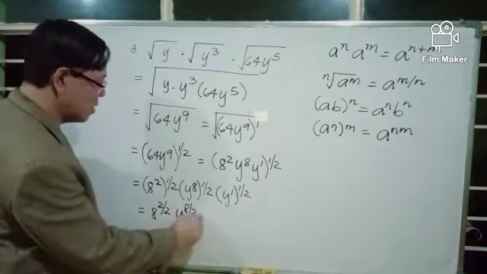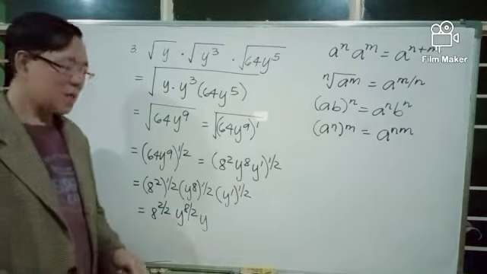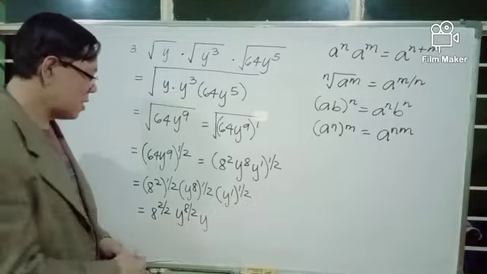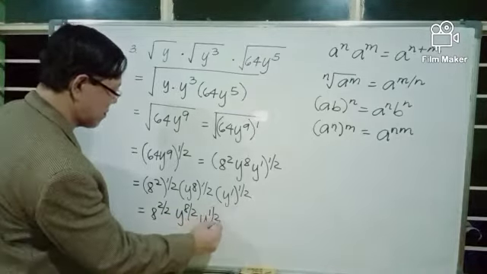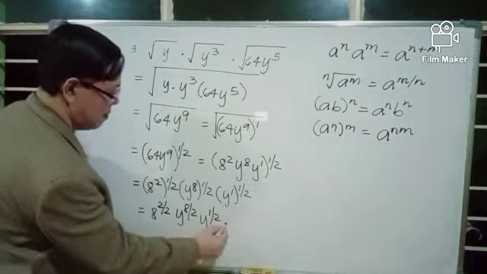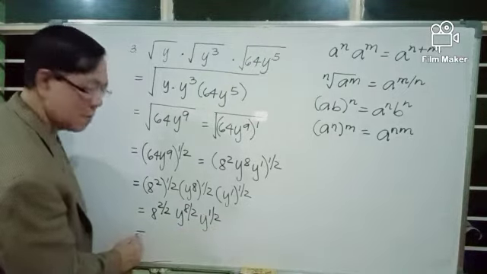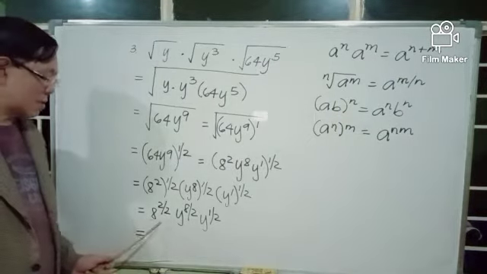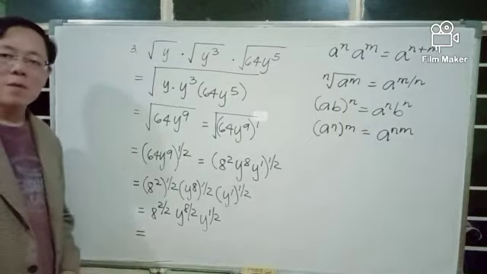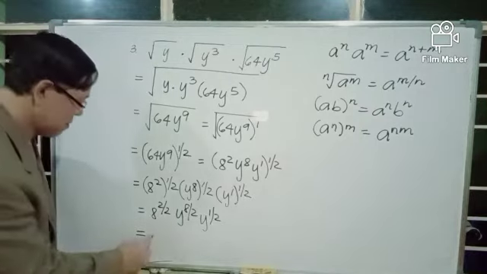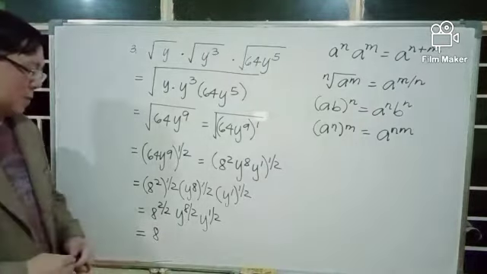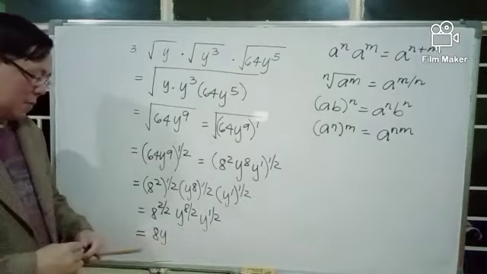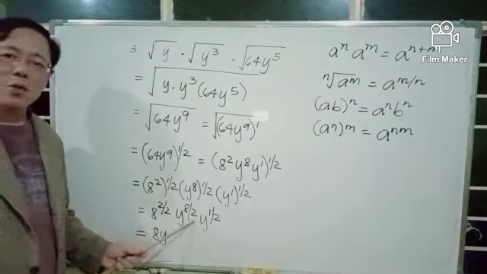Multiply by y raised to, multiply the exponents. 1 multiplied by 1/2 is 1/2. Now 2 over 2 is 1, so you get 8 raised to 1 here, or 8. Multiply by y. 8 divided by 2 is 4.